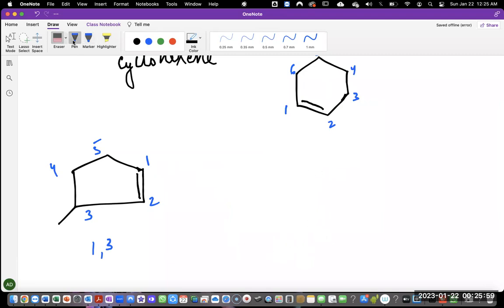All right, so now let's go back to naming this molecule. So what will the answer look like? So let's work on that. So guys, we have a cyclopentene. So let's write that down. It's a cyclopentene.